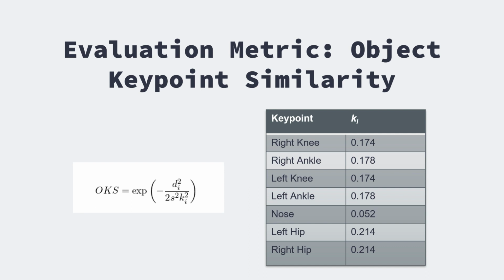The Ki that you see in the denominator is actually a constant that differs for each key point in the body. And the table on the right shows the values of Ki for the 7 different key points that we used in this project. These values of Ki were determined by the COCO researchers.